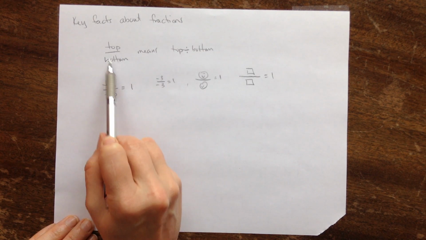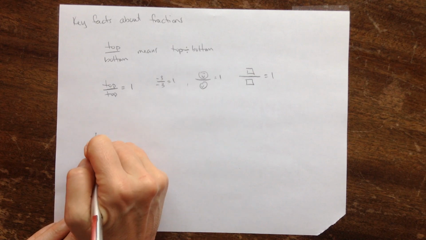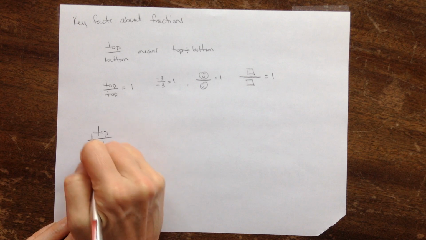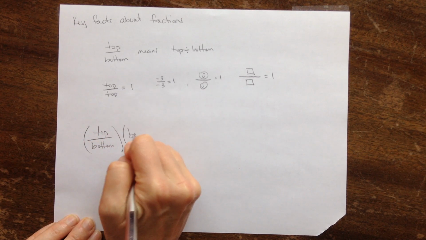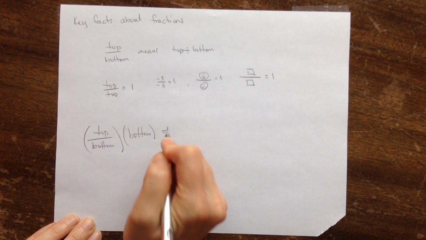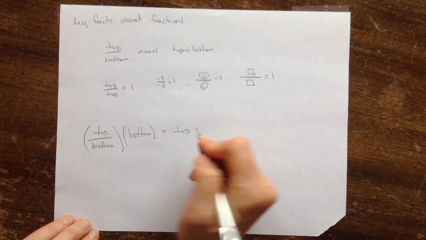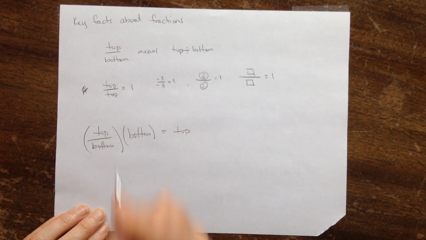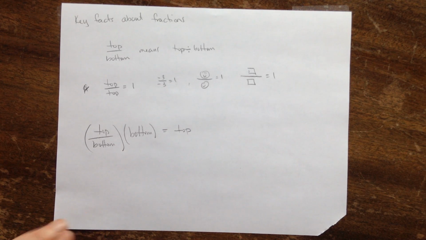Also, another thing you get from the fact that a fraction, the top over the bottom, means the top divided by the bottom, is that if you take a fraction and multiply by the bottom, you necessarily get the top back. Now, this is another key thing. So the top over the top, or one thing over itself, is equal to 1. Also, when you multiply a fraction by its own bottom, you just get the top back. And that makes sense from this.